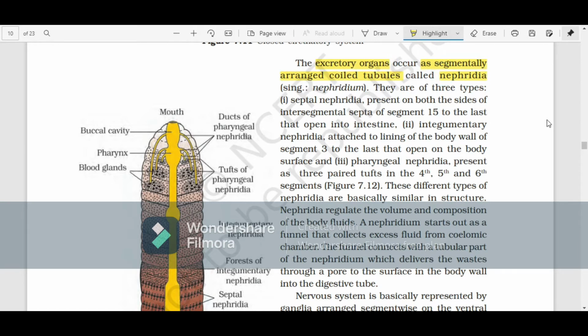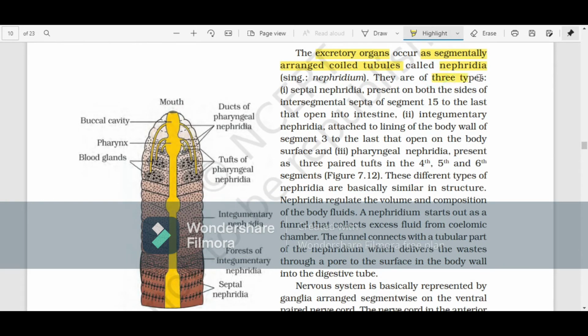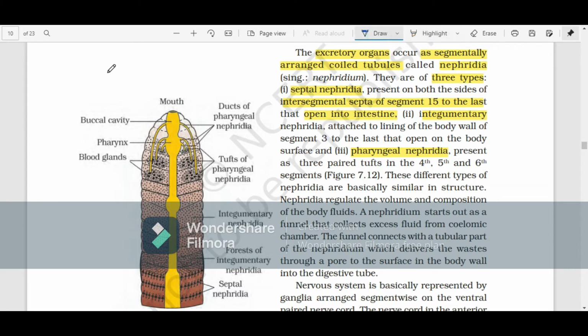They are coiled. Okay, so they're basically of three types. What are they? Septal, integumentary, and pharyngeal. Septal nephridia is present on both sides of the intersegmental septa of the 15th segment to the last, and it opens into the intestine. So you can remember this as septal, with the L made into an I, as it's opening into the intestine. Septal is from the 15th segment to the last segment.